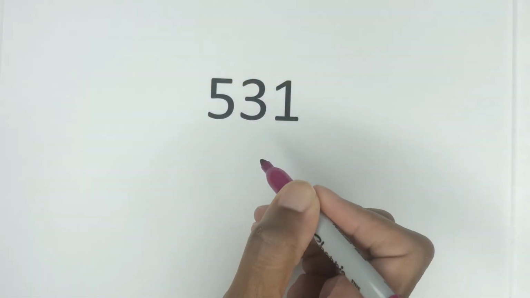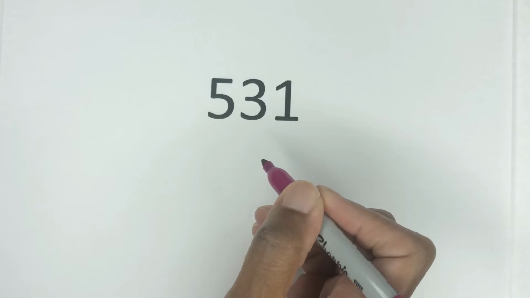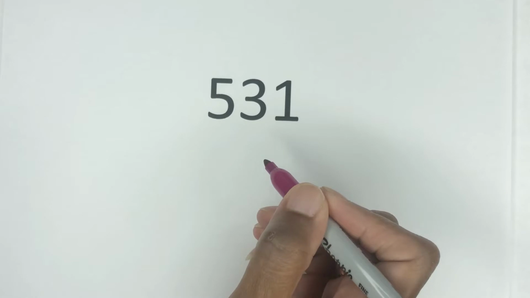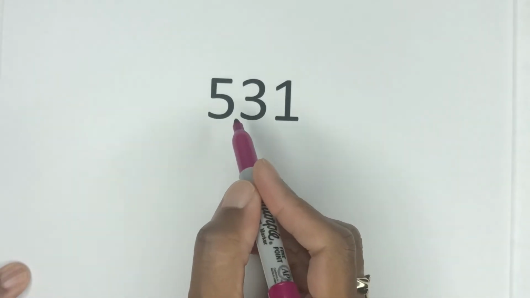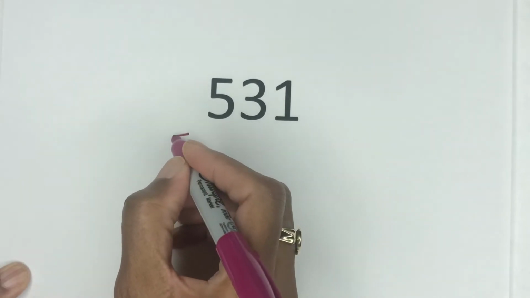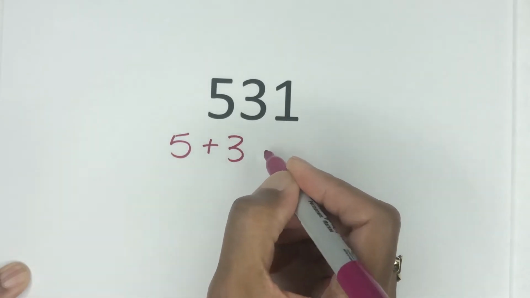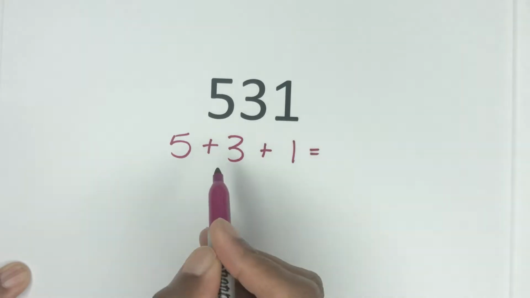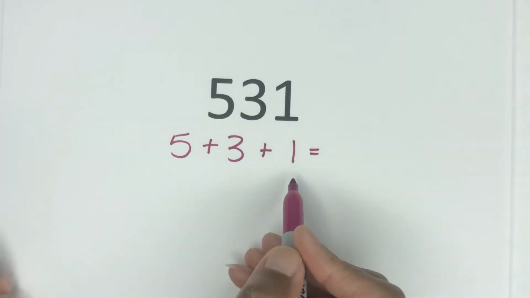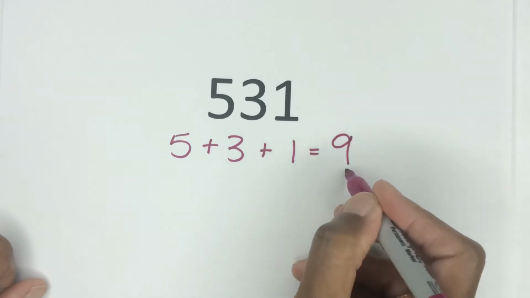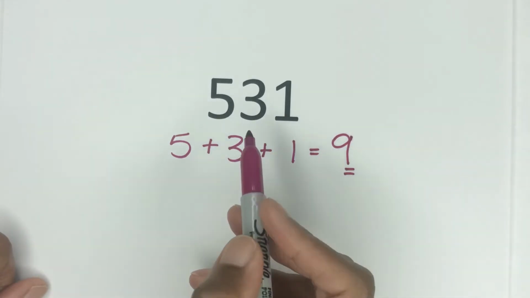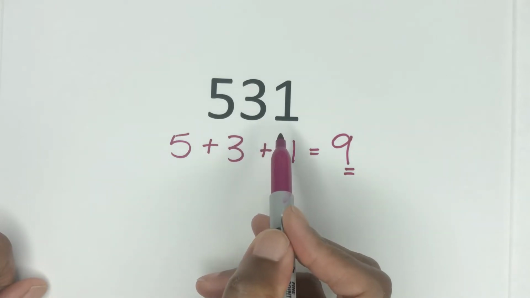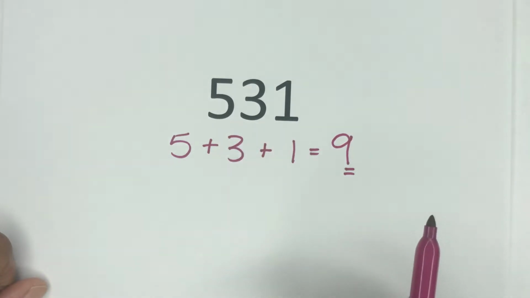You know a number is divisible by 3 if the sum of the digits is divisible by 3. So for instance, let's take a look at this number, 531. If you add these digits together, 5 plus 3 plus 1, 5 plus 3 is 8, plus 1 more is 9. And 9 can be divided by 3. So therefore, the number 531 can be divided by 3.